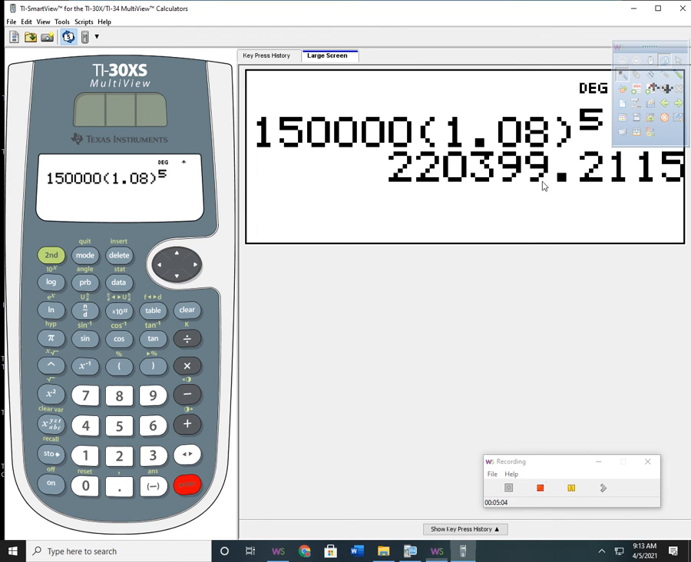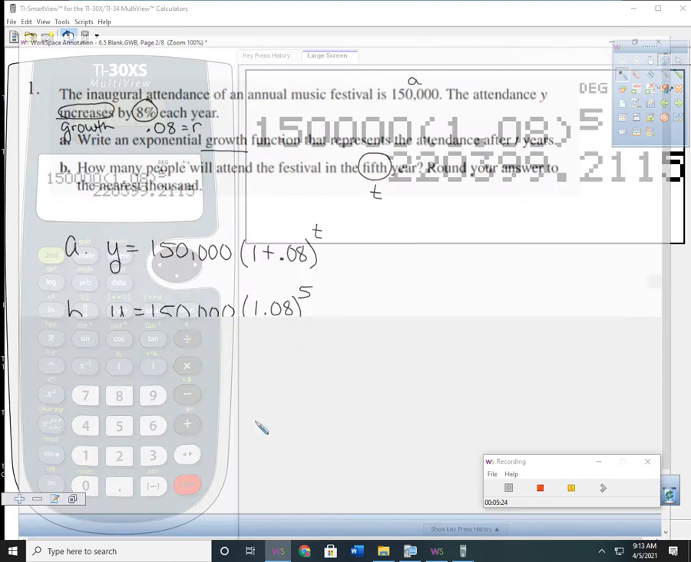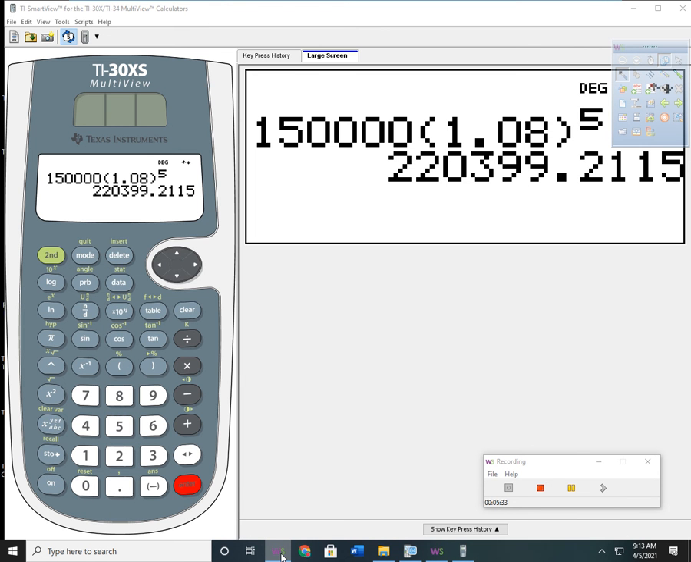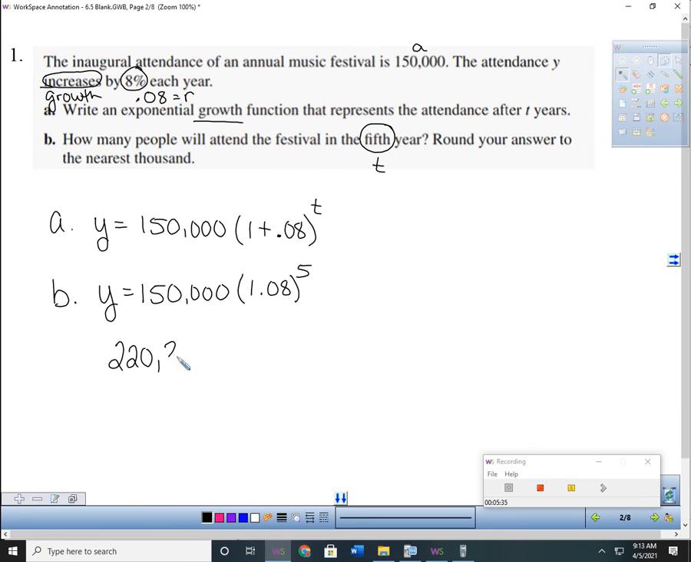All right, so we are estimating, right? Now you can't have 20% of a person. So we will just round down to the closest whole number. So they're expecting to have 220,399 people. And this is people, right?